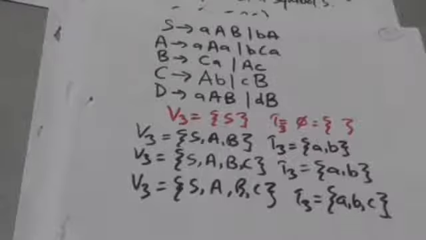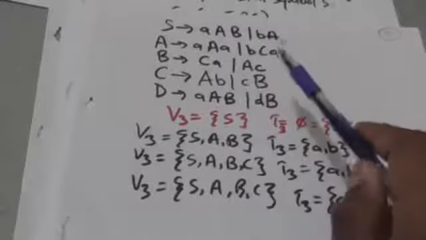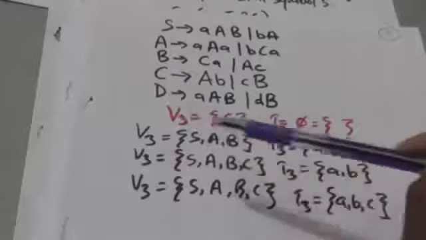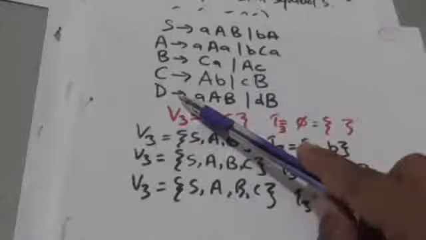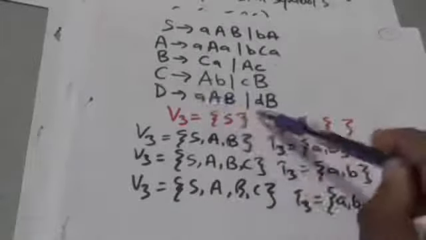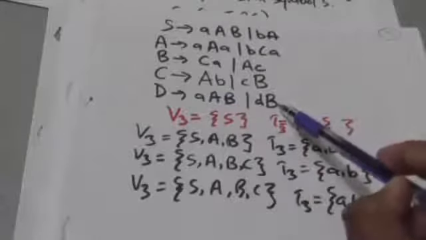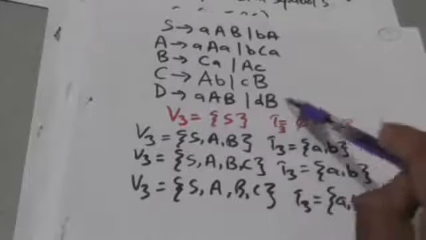So variable D and terminal d are useless. Variable D is not present in set V3 and terminal d is not present in set T3. Productions which involve them, that is D derives aB and D derives dB, are also useless. So remove these productions also.